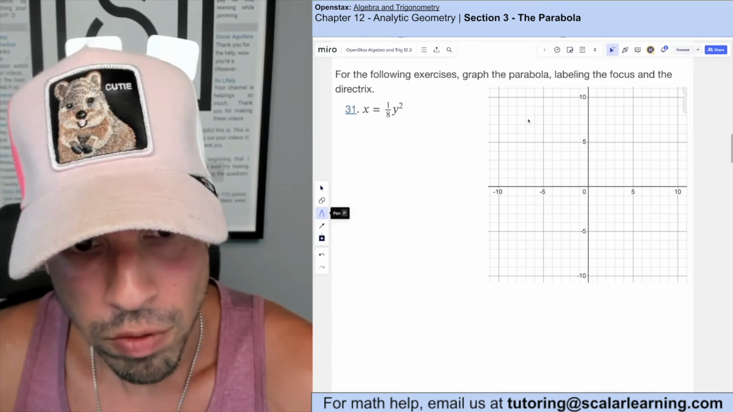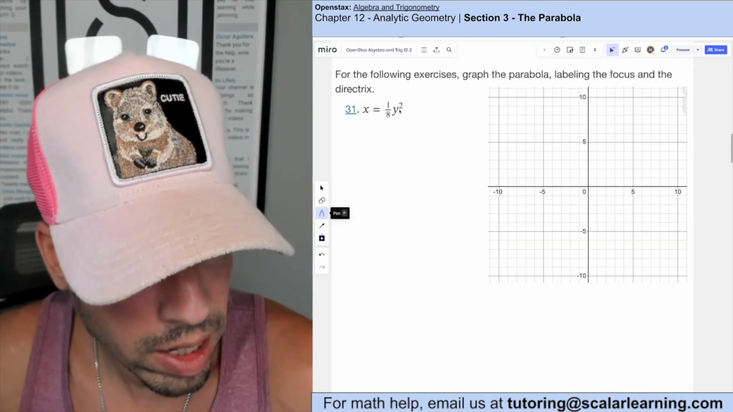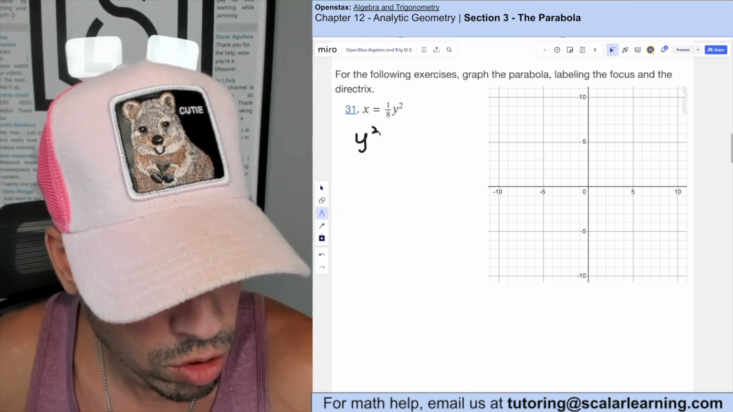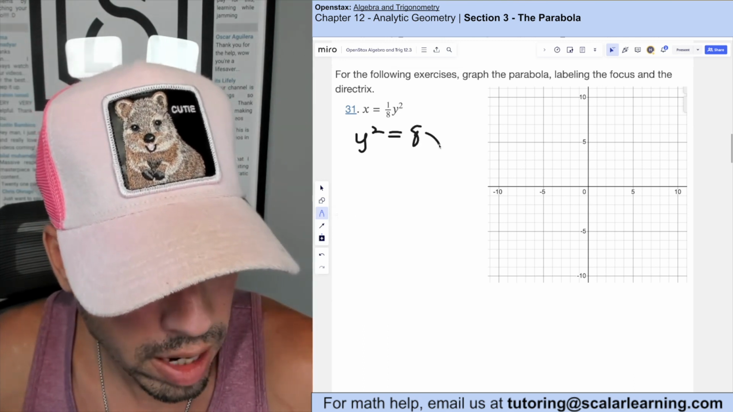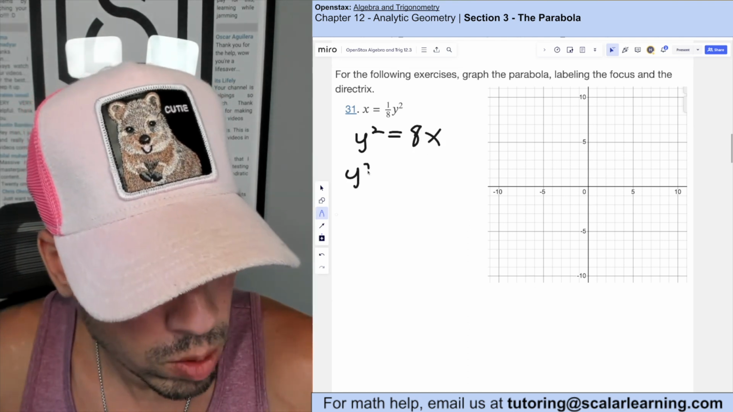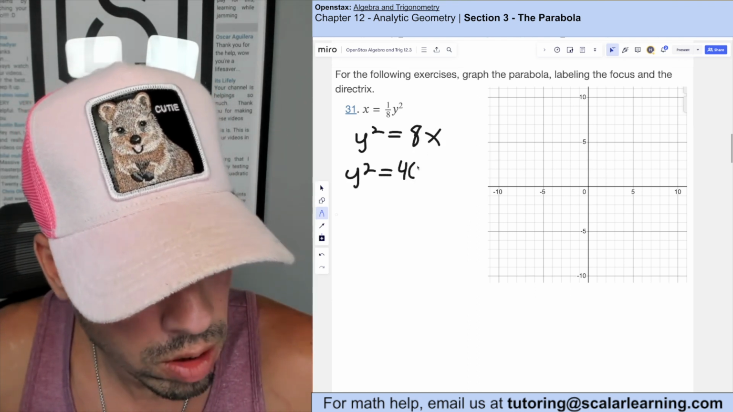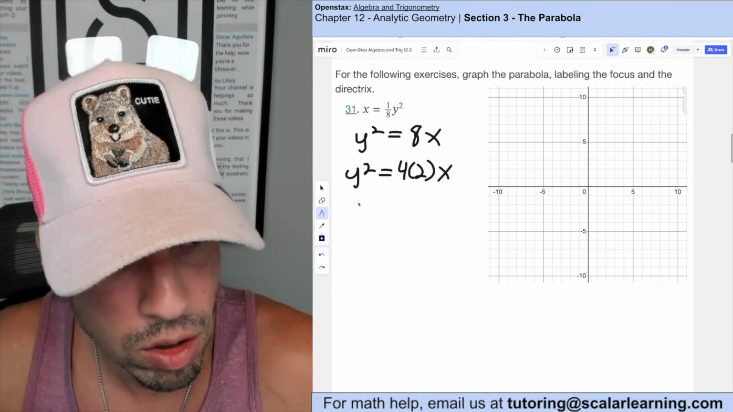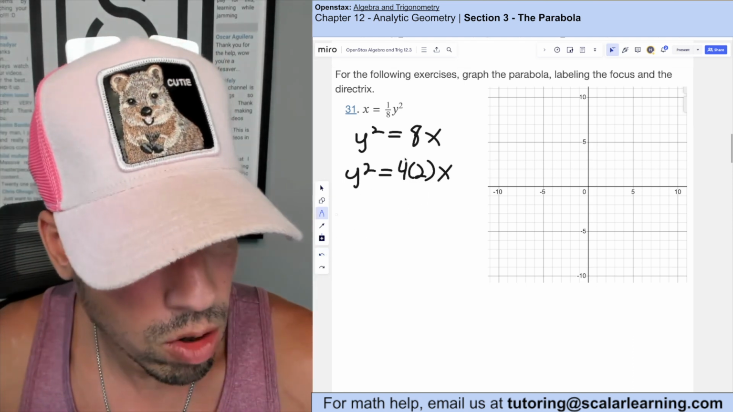Done. So for this one, we're going to graph it, but before we do that, I'm going to get it into a nice standard form by multiplying both sides by 8, and that gives us y squared equals 8x. Another way to write that will be y squared equals 4 times 2x. And that's nice because that gives us our p-value. Okay, now let's talk about all these different components.